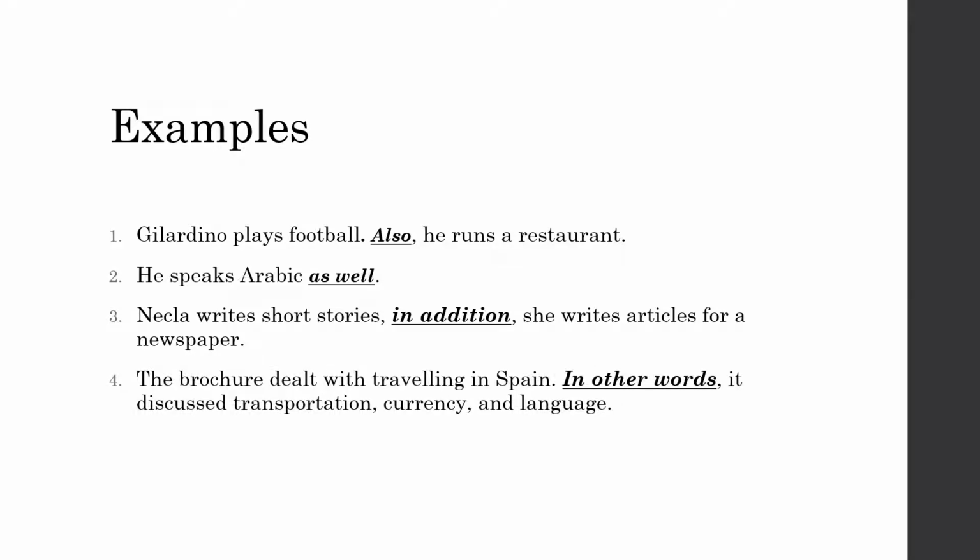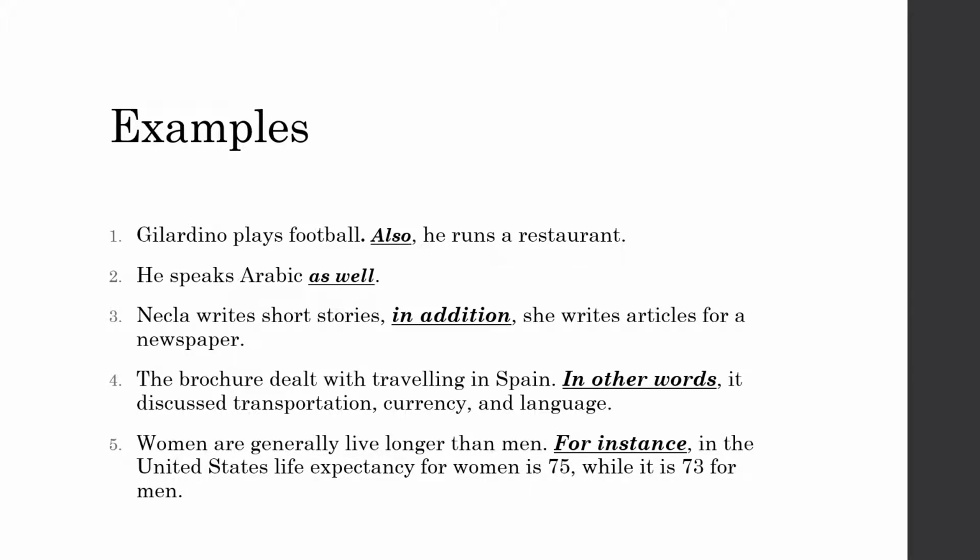Fourthly, in other words. The project dealt with traveling in Spain. In other words, it discussed transportation, currency, and language. We can use in other words in front position when we want to show that information is being stated in another way. Fifth, women generally live longer than men. For instance, in the United States, life expectancy for women is 75, while it is 73 for men. For instance can be used in front, mid, and end position. It is used when we want to show that we are adding more specific information.